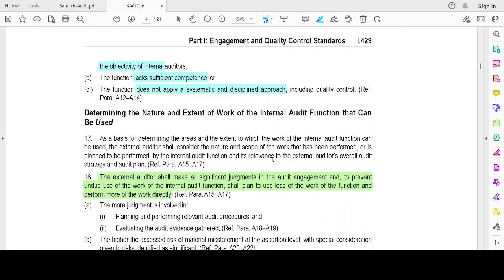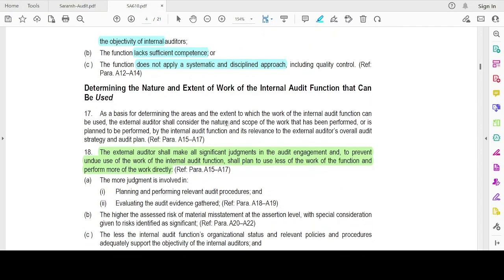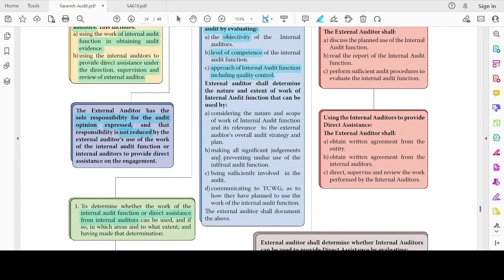Now, determining the nature and extent of the internal audit function work that can be used. The external auditor shall determine the nature and extent of the work of the internal audit function that can be used by considering the nature and scope of the work of the internal audit function, its relevance to the external auditor's overall strategy and plan. See, what is the work I'm going to allocate to him? What is the type of work the internal audit function is going to support me with? And that has to relate with my overall audit strategy and audit plan.